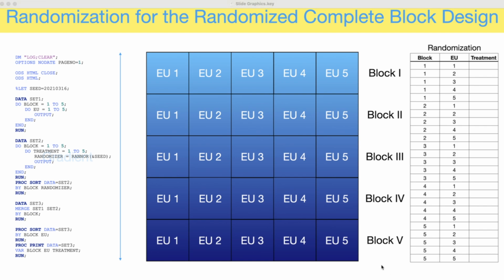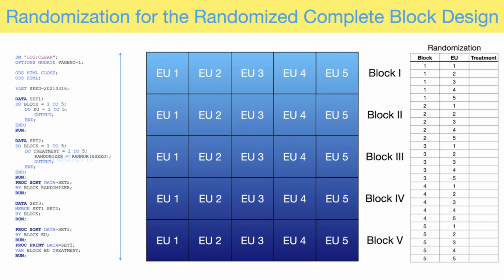So let's see how we might do that. Here on the right-hand side of the slide, I have a table. I listed my blocks, 1 through 5. And then within each block, I have 5 experimental units. So the experimental unit number is listed in that second column.